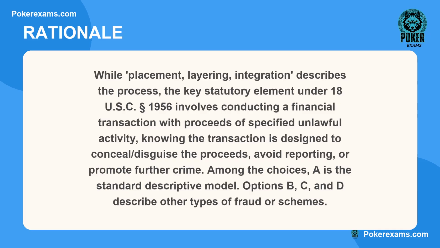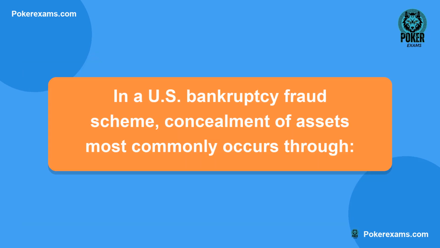Among the choices, A is the standard descriptive model. Options B, C, and D describe other types of fraud or schemes. Next question. In a U.S. bankruptcy fraud scheme, concealment of assets most commonly occurs through.